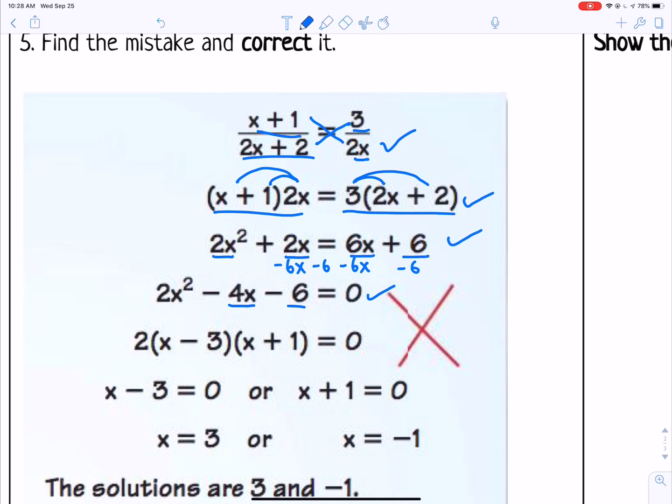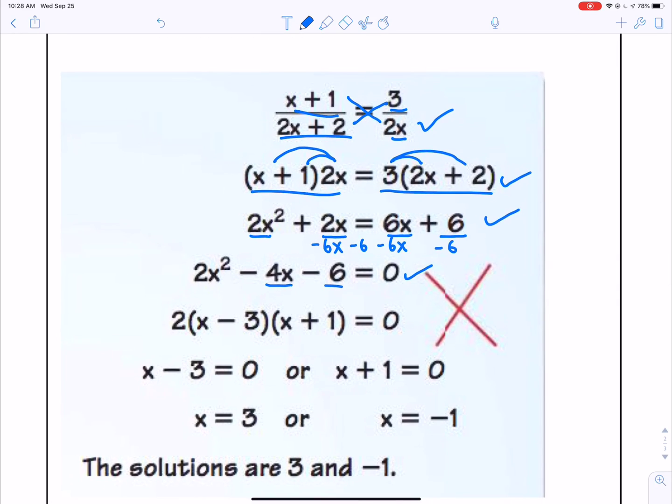Then let's see what else they did. Looks like they factored by taking out a 2. So I'm going to write it right there. If they took out a 2, that would be x squared minus 2x minus 3. And then they factored that into (x minus 3)(x plus 1). So -3 plus 1 does multiply to give me -3, and it adds to be -2. So far the factors look good. Then you have x minus 3 equals 0, x plus 1 equals 0. All right, so that looks good too. And they said x equals 3 or -1. Okay, so then they said the solutions are both 3 and -1.